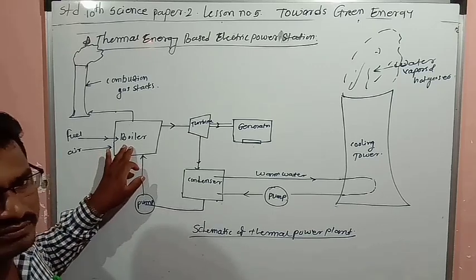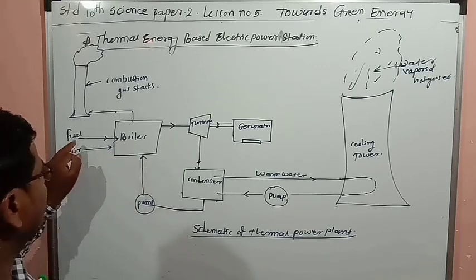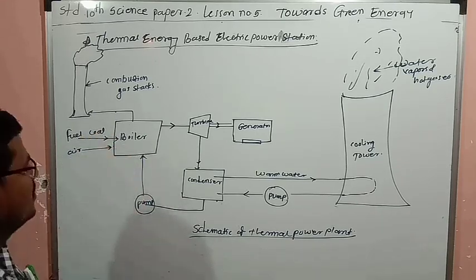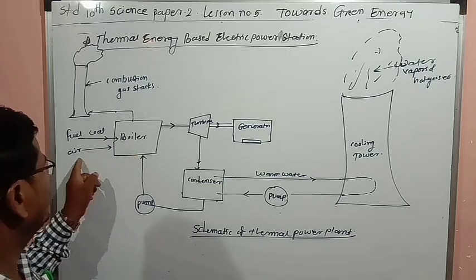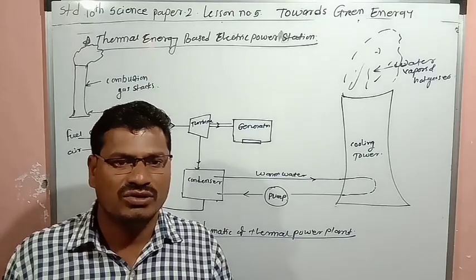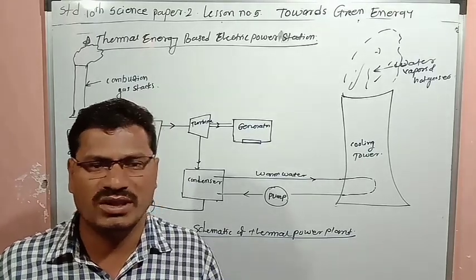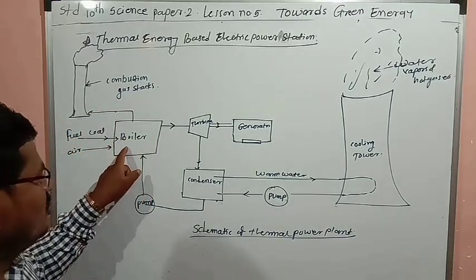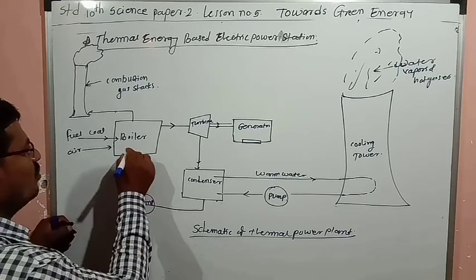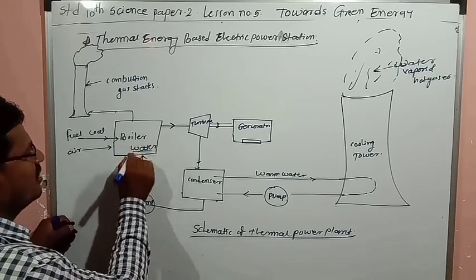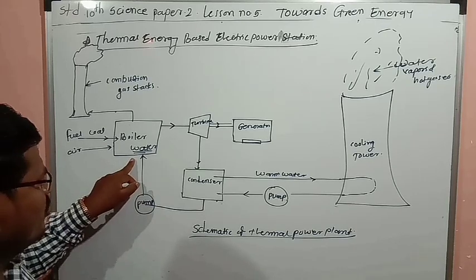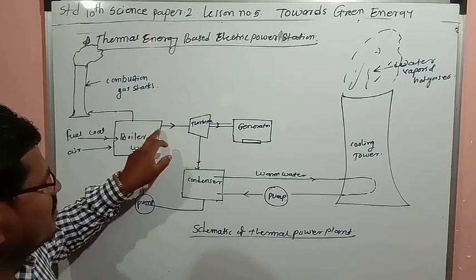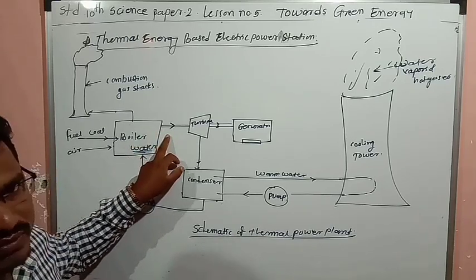In the boiler, which fuel is entered? Coal is allowed to go into the boiler, and air is also necessary. We have seen that for the combustion of material, air or oxygen is necessary. So fuel and air are entered into the boiler, and in the boiler again water is taken. With the help of the boiler, that water is converted into steam, and steam of high pressure and high temperature is produced.